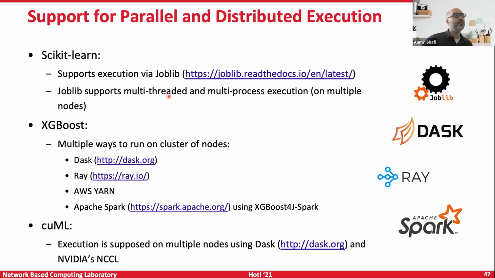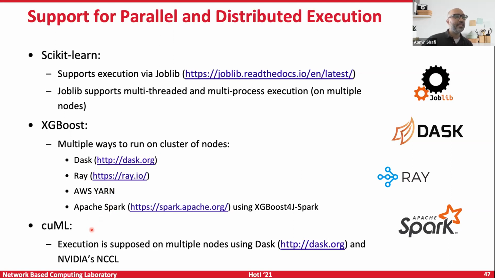So this is going to support multi-threaded and multi-process execution. Scikit-Learn already has built-in support for joblib. Similarly, there is another set of machine learning libraries called gradient boosting libraries, like XGBoost. If you're running a gradient boosting algorithm for training, it is possible to run it on a cluster of nodes, and there are technologies like Dask, which we are going to talk about in much more detail later, Ray, AWS Yarn, or Apache Spark. We can use these technologies to parallelize our machine learning algorithms.